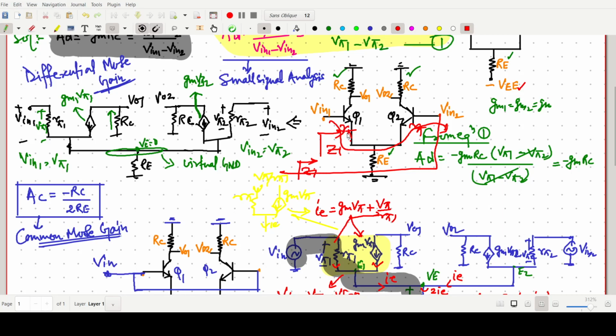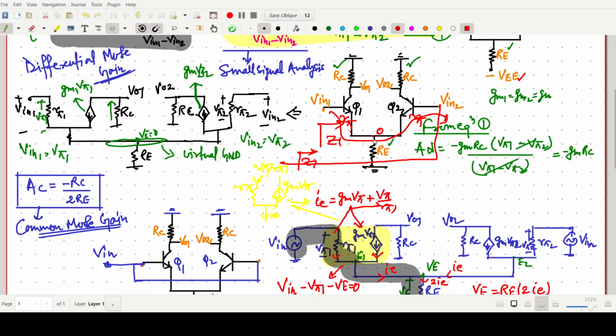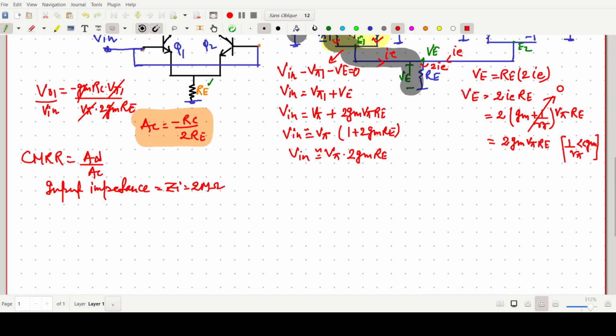Zi. One resistance, this one, due to virtual ground, should be 0. Just leave it for the timing. But this one is one resistance R pi and one more resistance R pi on that side. So these two resistances add. So Zi will be twice R pi. So from there it should be twice of R pi. We have already found the value of R pi. That is our 1 mega ohm.